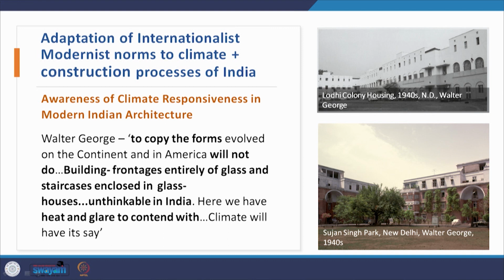So when I read these words, it's as if a modern day 21st century architect is speaking. Here is a person who is very strongly pointing out that exposed glass architecture, glass building frontages, do not work effectively in the climatic conditions, particularly the composite or even the tropical climatic conditions of India. So we have to contend with climate. Climate has a very important say in our buildings.